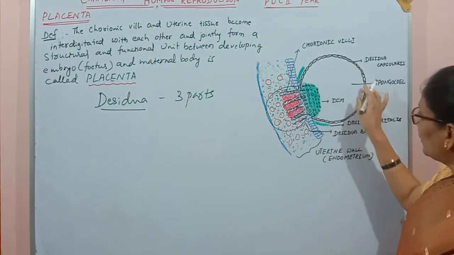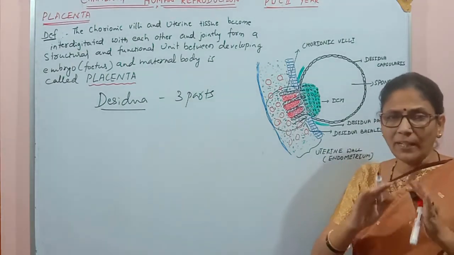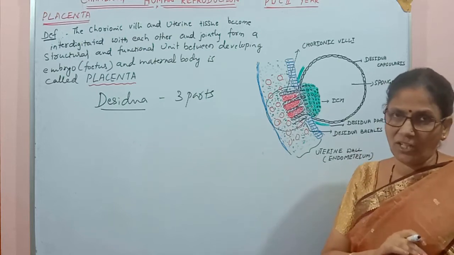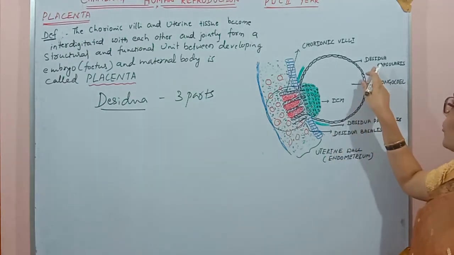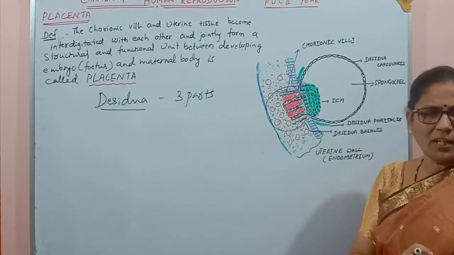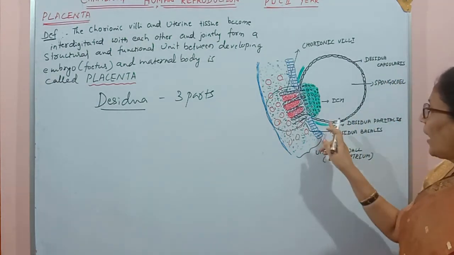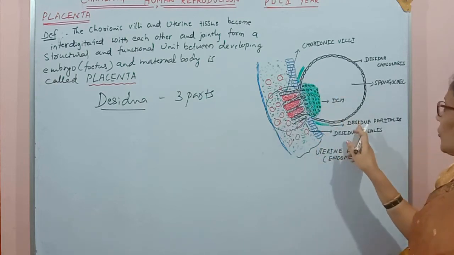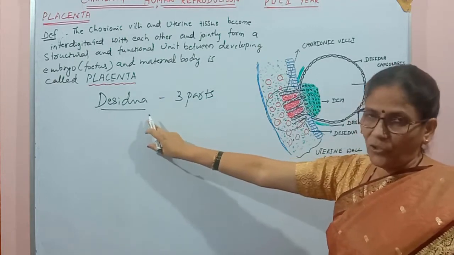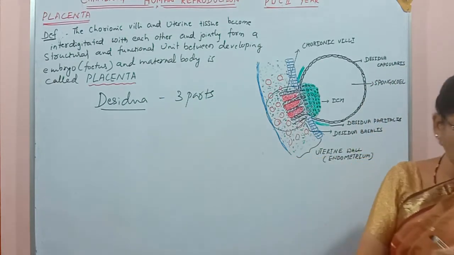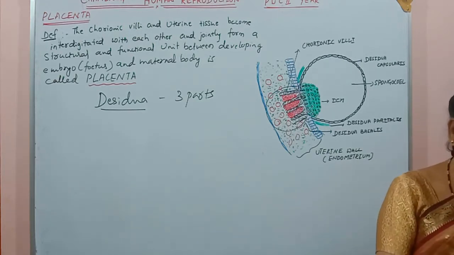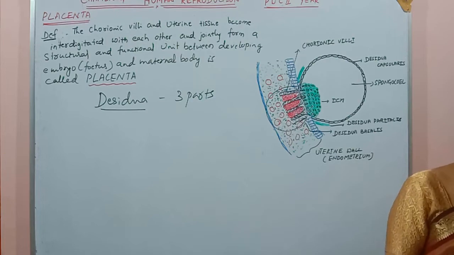And the layer which is forming a capsule-like structure, the trophoblastic layer which is forming a capsular structure, that portion is called the decidua capsularis. And the region where the endometrium wall does not get any connection, that portion is called the decidua parietalis. So these are the three parts which come under the decidua. So now we'll discuss the structure of placenta. So what are the main points of the structure of the placenta?